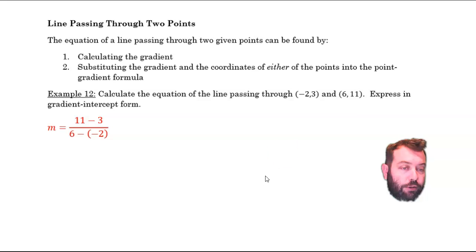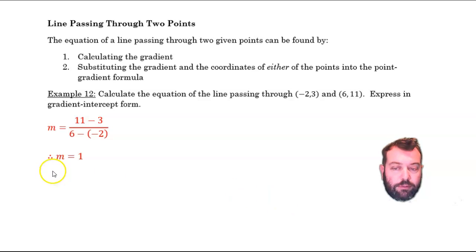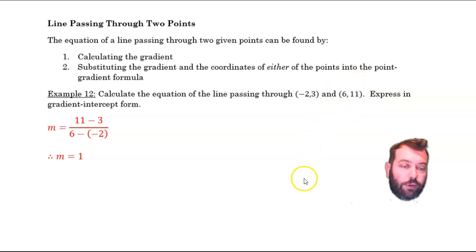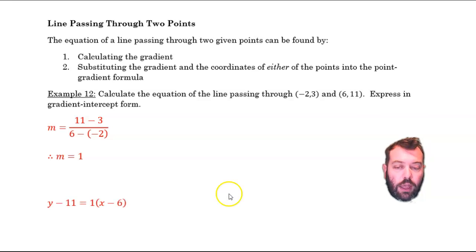So first of all, I find the gradient. That's the difference in y, so y2 minus y1 on x2 minus x1. And I find a gradient of 1. After that, I have m equals 1. I'm going to use a point. Now I could use either these coordinates or these ones. I tend to prefer to work without negatives if I can avoid it, so I'm going to go with these ones. And y minus 11 equals 1 into x minus 6.